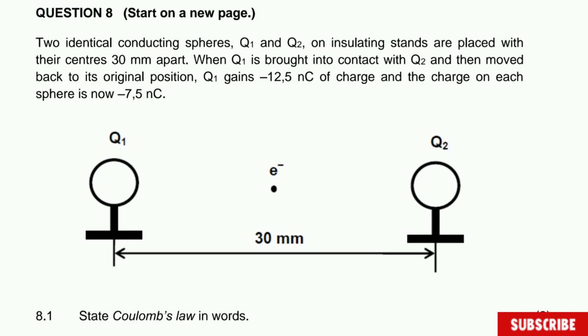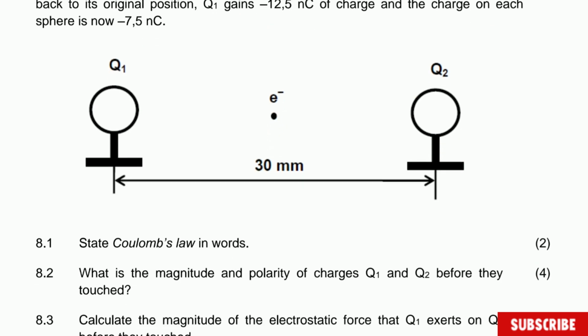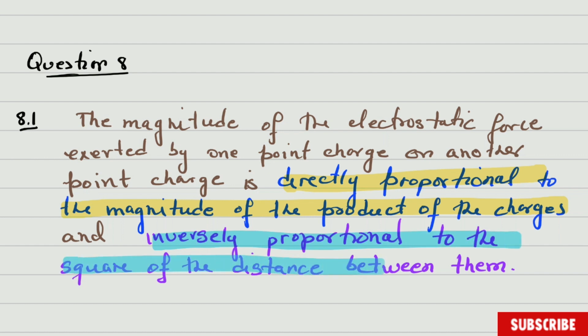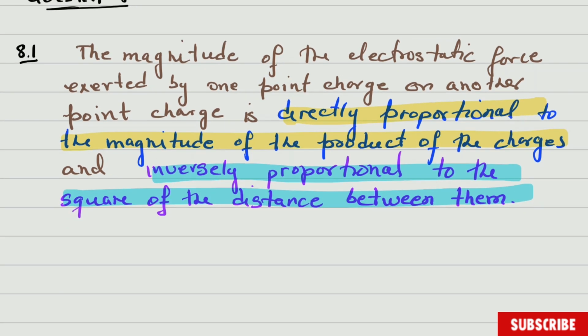Very good question. Question 8.1: state Coulomb's law in words. So, what does Coulomb's law state? It states that the magnitude of the electrostatic force exerted by one point charge on another point charge is directly proportional to the magnitude of the product of the charges. This one is important, it's the first very important part here. And inversely proportional to the square of the distance between them.